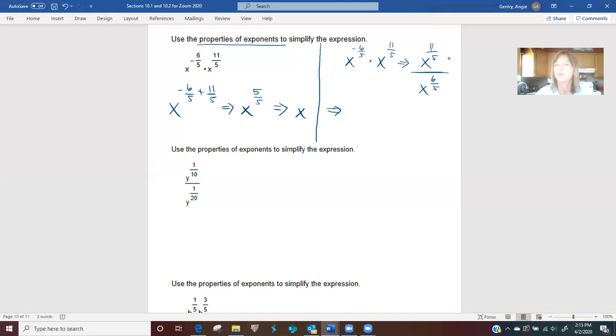So this girl has a bad attitude, so we're gonna move her downstairs. Okay. So then if you use the property of exponents here, when you're dividing, you subtract the exponents. So you see what I'm saying?